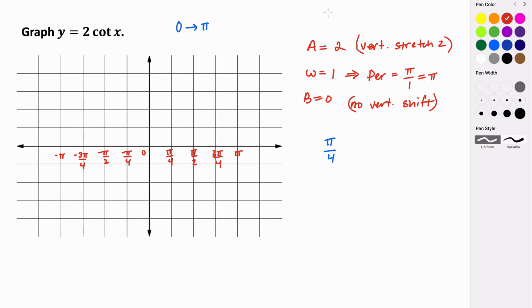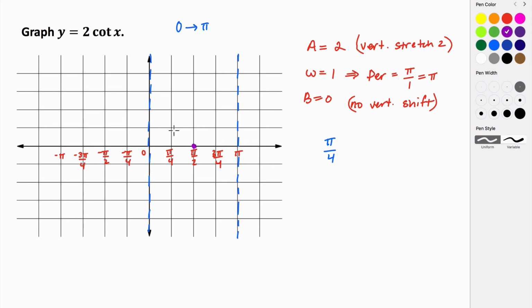So let's go ahead and graph this function. We know that at 0 we have a vertical asymptote. Our cotangent function starts and ends its cycle with vertical asymptotes. So we're going to have a vertical asymptote again at pi. And then in the very middle, halfway between our two vertical asymptotes, we hit our x-intercept. So at pi over 2, we're going to have an x-intercept.